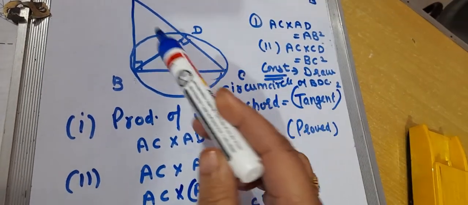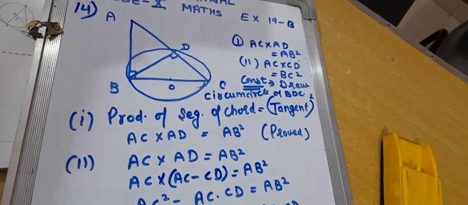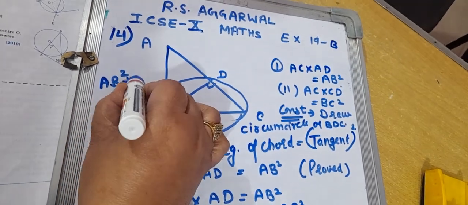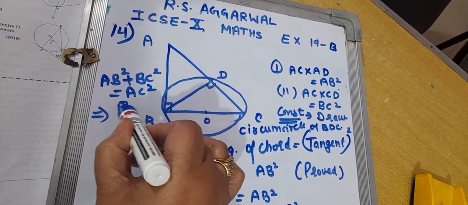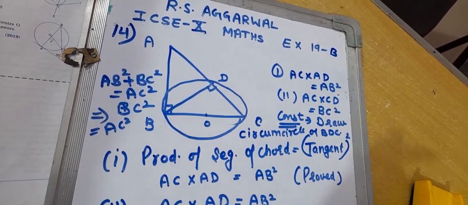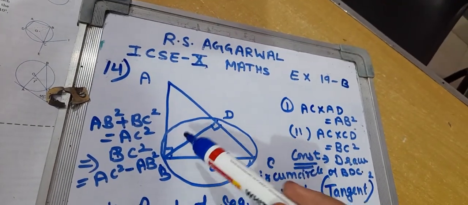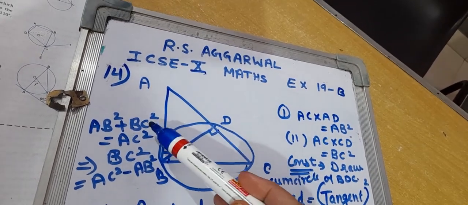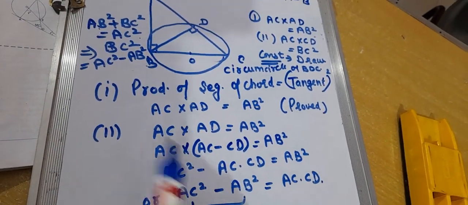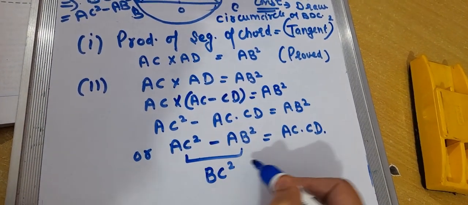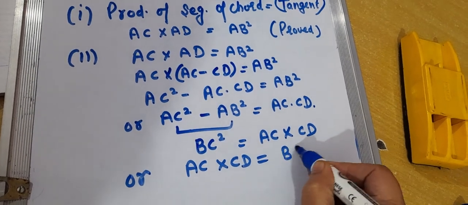Just look at the diagram, students. We know that triangle ABC is a right angle triangle. So by the Pythagoras theorem, AB square plus BC square equal to AC square. From here we can derive that BC square equals AC square minus AB square, as AB square goes to the other side and becomes minus. So for AC square minus AB square, I can write BC square. So BC square equal to AC into CD, or AC into CD equal to BC square. Proved.